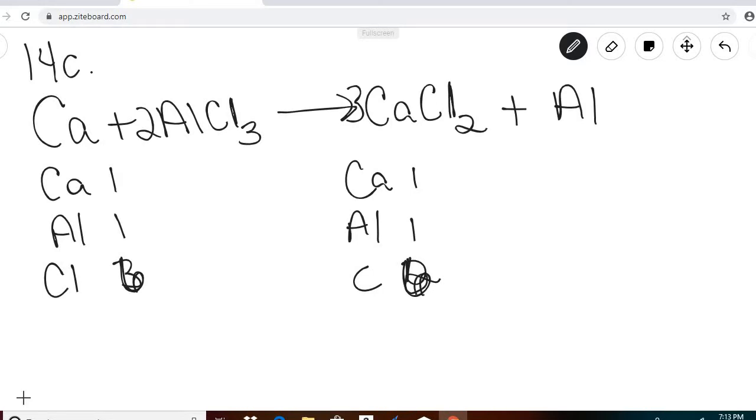Okay, so now the chlorines are okay, but now we messed up the aluminums and the calciums, but those are easy fixes. So we have 3 calciums here, so we can just put a 3 here to get our calciums balanced. And we have 2 aluminums here, but again, that's an easy fix. We can put a 2 there. So now we have 2 aluminums on each side. So that is the balanced equation.